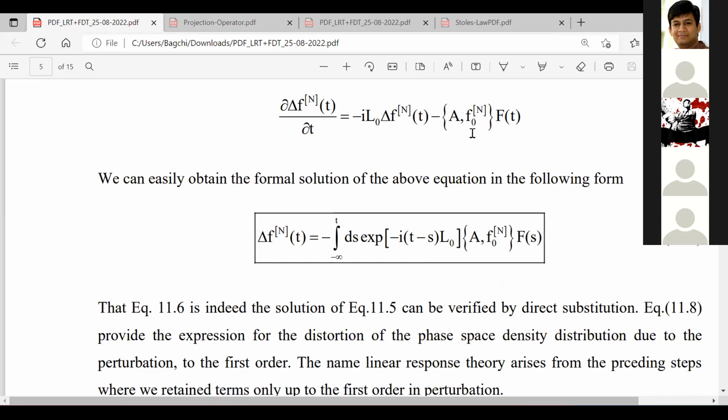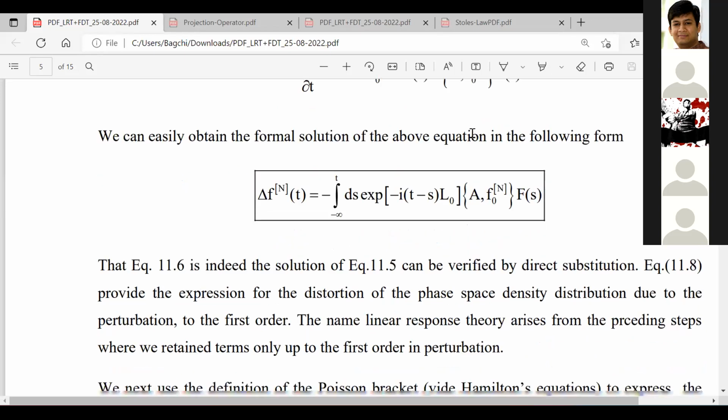Well, it is still formal, because I have not given you anything. I have not given you the F naught n. Yes, F naught n, you know it is e to the power minus beta H. I can give it to you, like what you have given before.